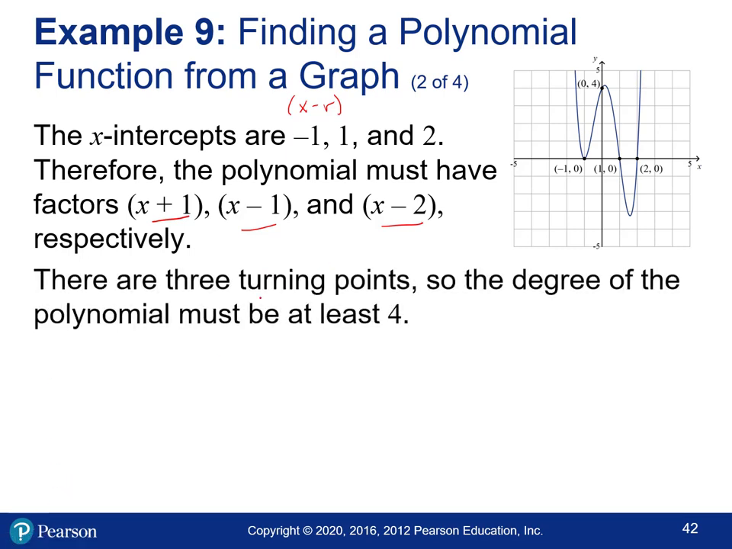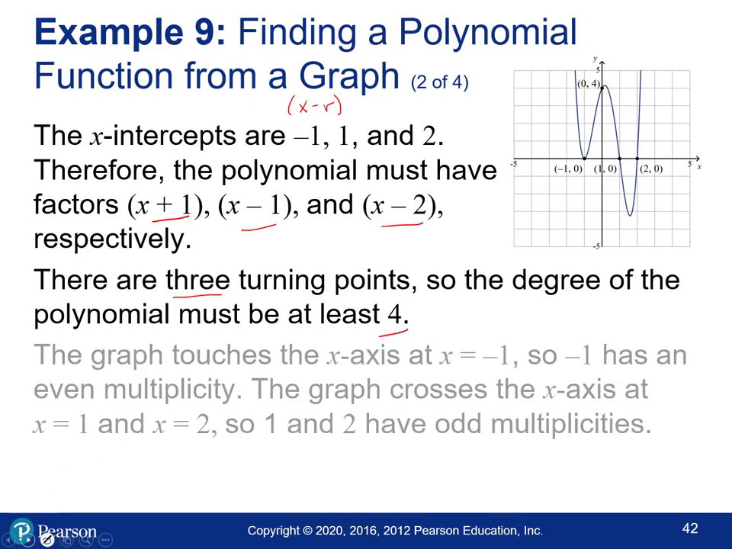So we know those 3 factors go into our function. Then we counted 3 turning points, so that means the degree of our polynomial has to be at least 4. So remember, degree 4 would mean 3 or less turning points. So just working backwards, we know that 3 turning points means at least degree 4.